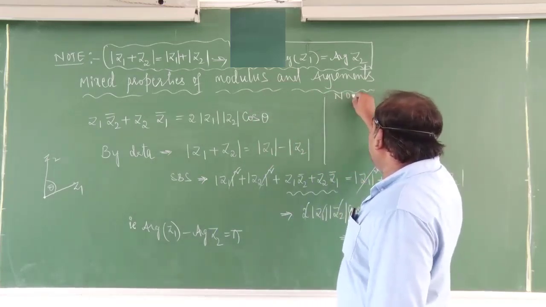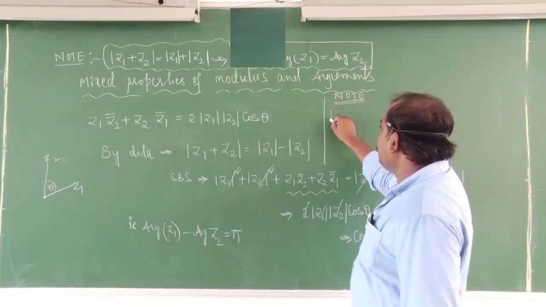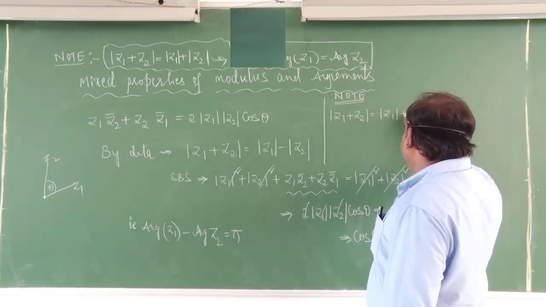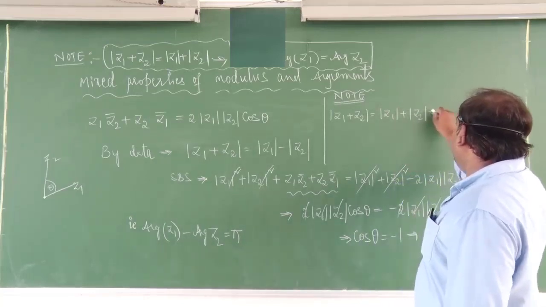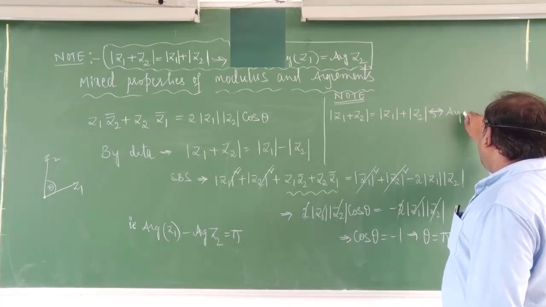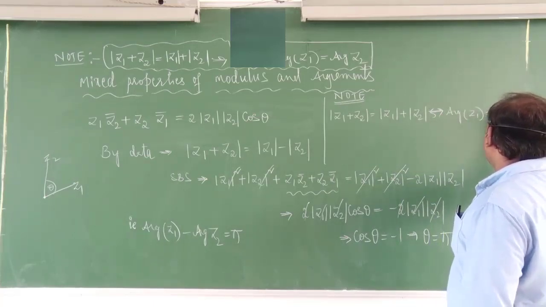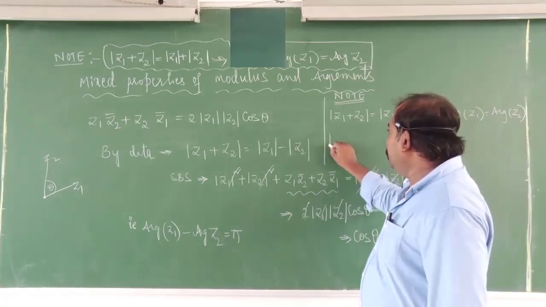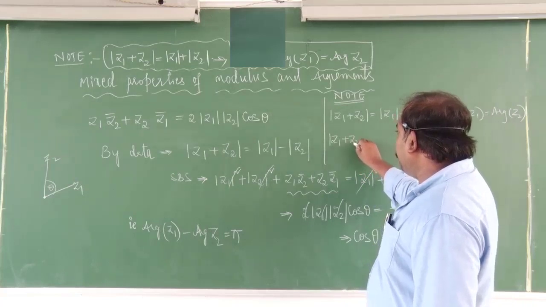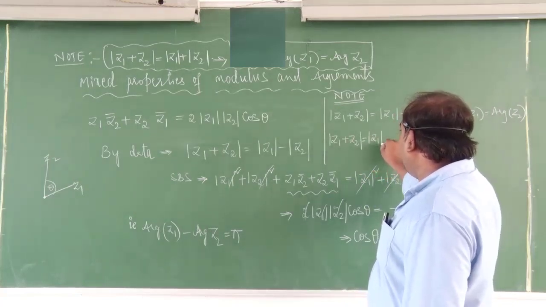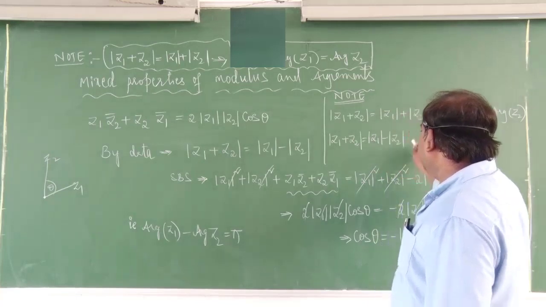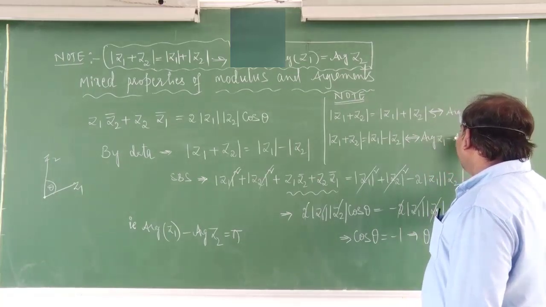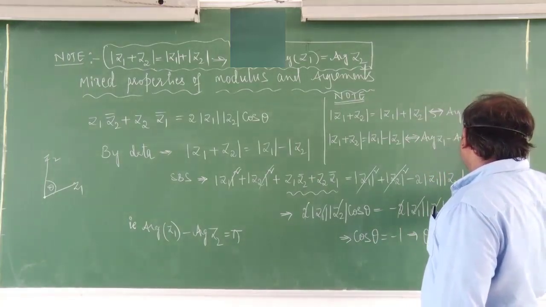Note, you have to write down in your classroom notebook: if modulus of z1 plus z2 is equal to modulus z1 plus modulus z2, then you can get argument of z1 is equal to argument of z2. This is the first point. If modulus of z1 plus z2 is equal to modulus z1 minus modulus z2, then in this case you will get argument of z1 minus argument of z2 is equal to pi.